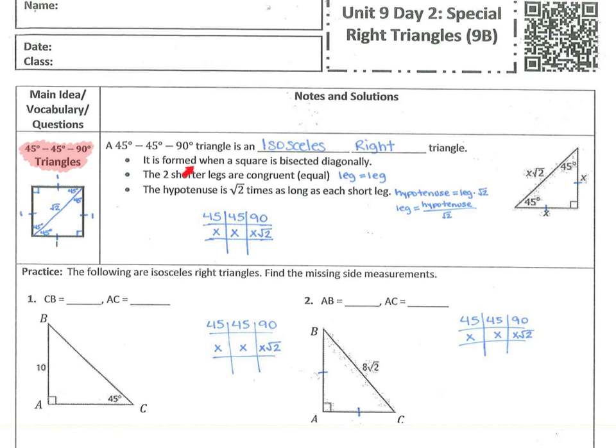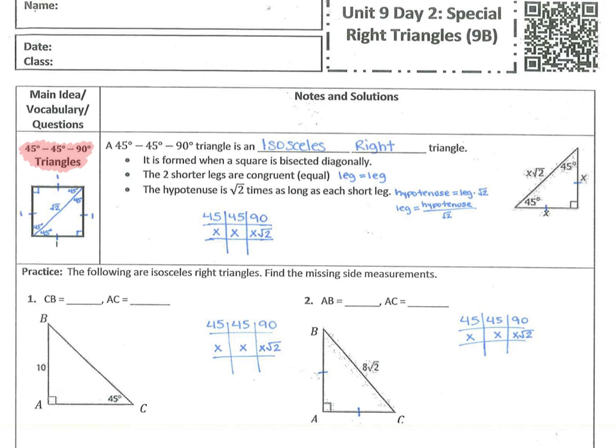It is formed when a square is bisected diagonally, as shown in this image right here. So when we bisect the square, we get a 45, 45, 90 triangle. What happens is there's a ratio, or a relationship, between the angle measurements and the sides.